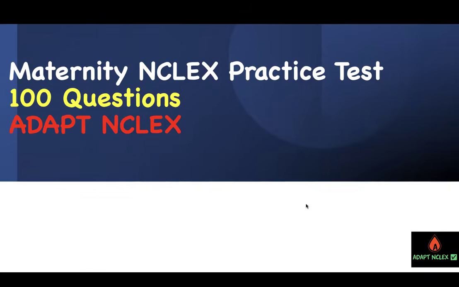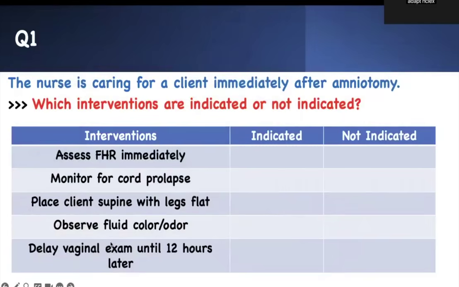100 questions. Buckle up. A nurse is caring for a client immediately after amniotomy. Which interventions are indicated and not indicated? This is in matrix form, but it's the same thing you already know. You have the content. Relax. Step back. Look at the question. Take the table out of the question.